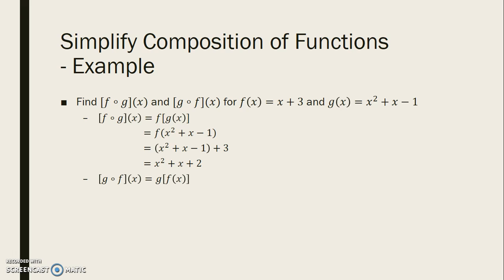So let's look at it for the reverse, the g composed of f. So we get g of f of x. So we get g of x plus 3. And then we're going to put x plus 3 every time I see an x in g of x. So I get x plus 3 squared plus x plus 3 minus 1. So we've got to remember to multiply and distribute that x plus 3. So we get x squared plus 6x plus 9 from that, and then the x plus 3 minus 1, combine like terms, and we get x squared plus 7x plus 11. Make sure you get these down.